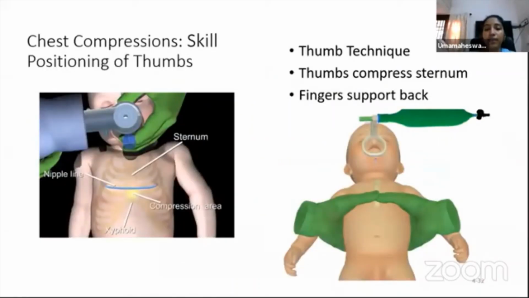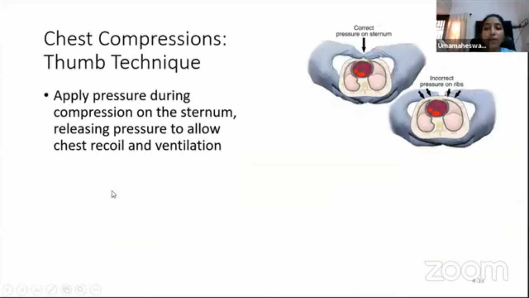And so regarding the skill, where should we position the thumb? It should compress the sternum in the lower 1/3. The fingers should also be supported at the back. One can imagine one finger breadth below the nipple line, somewhere in the lower 1/3 of the sternum. Apply pressure on the sternum and also release it so that you have a chest recoil and ventilation.